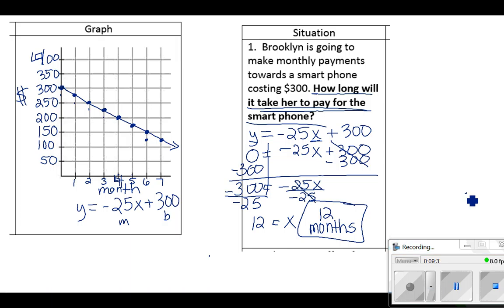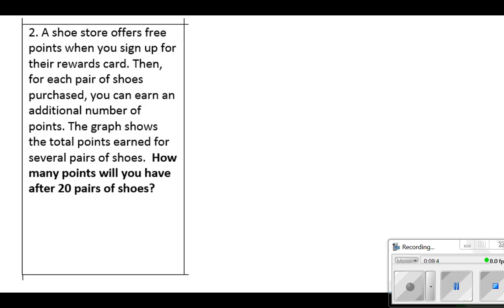Let's look at question number 2. A shoe store offers free points when you sign up for their rewards card. Then for each pair of shoes purchased, you can earn an additional number of points. The graph shows the total points earned for several pairs of shoes. How many points will you have after 20 pairs of shoes? I'm going to underline this. How many points will you have after 20 pairs of shoes?